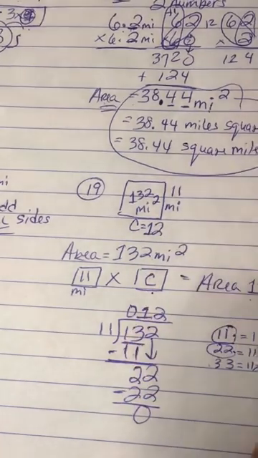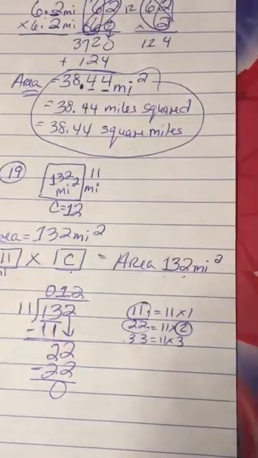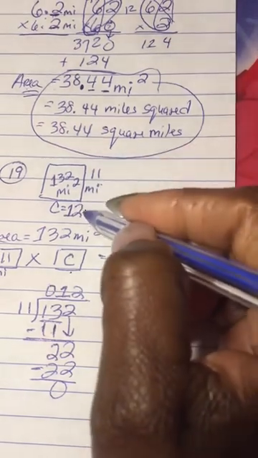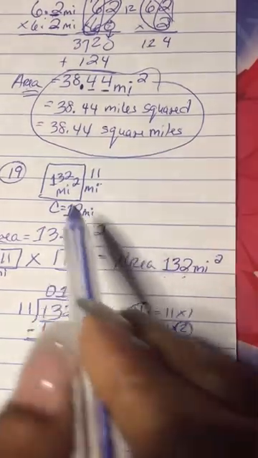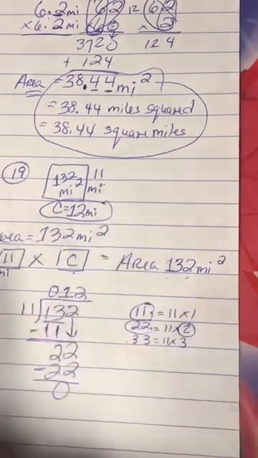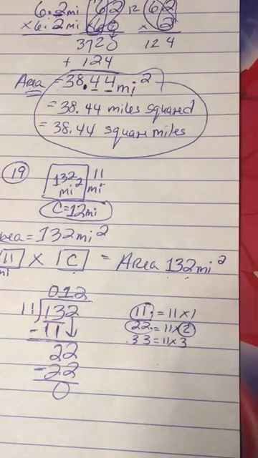But 12 what? What are the units? If this is miles, this also has to be miles, because area is the only thing that's miles squared. So your answer for number 19 is 12 miles. And last is number 20.